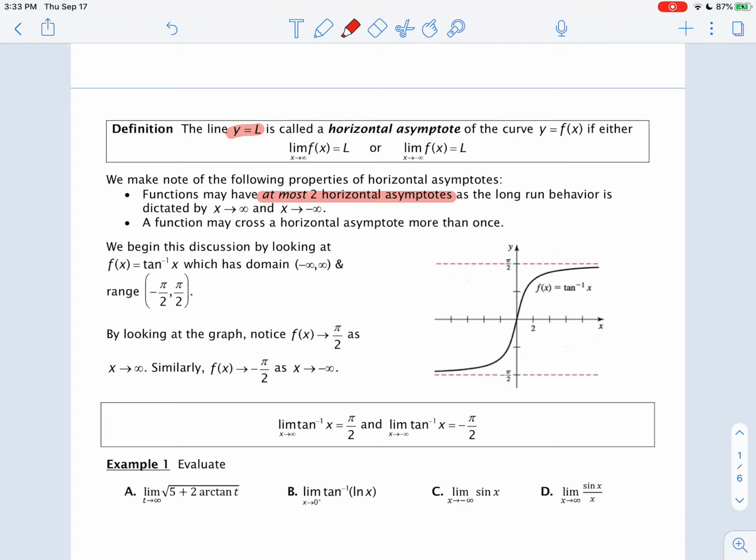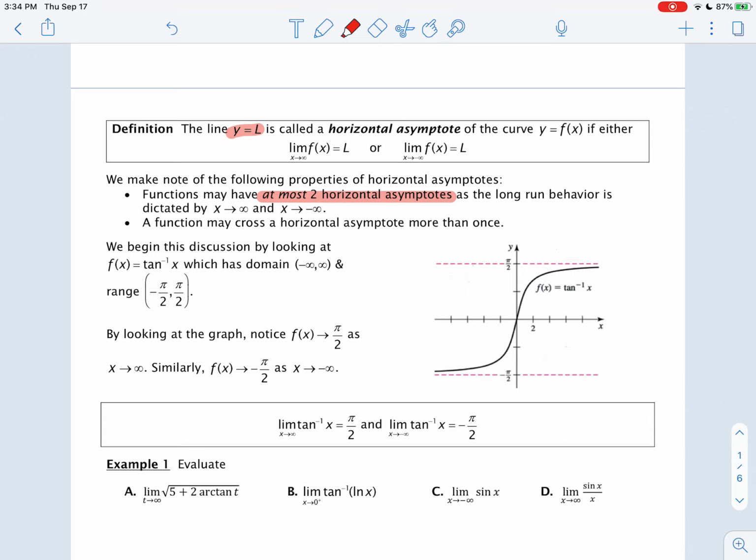Also, it is possible for functions to cross a horizontal asymptote more than once. You'll see in some instances involving trigonometric functions that they may cross an infinite number of times, and that's okay. However, your functions with vertical asymptotes will never cross a vertical asymptote. A vertical asymptote is a point of discontinuity. Okay, so now let's look at some examples and move forward on trying to identify our horizontal asymptotes.